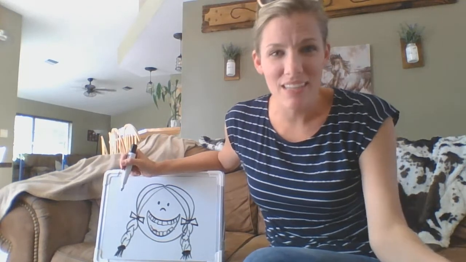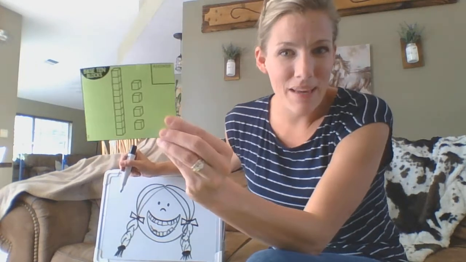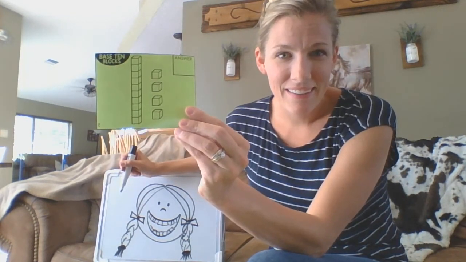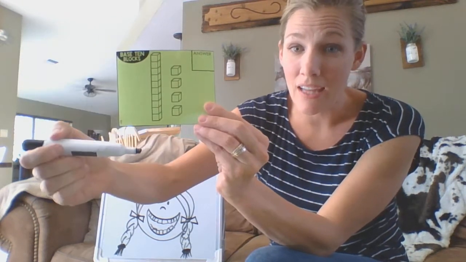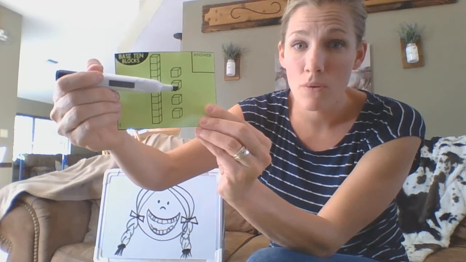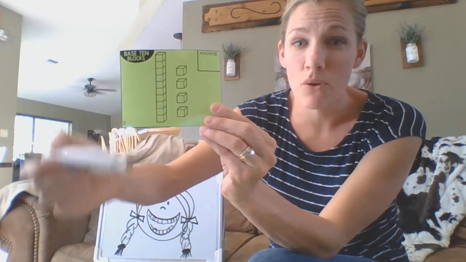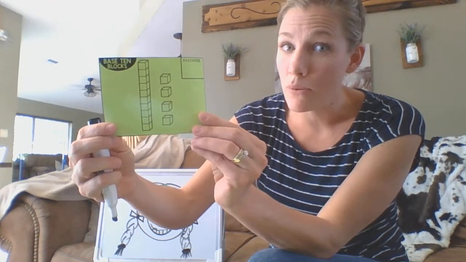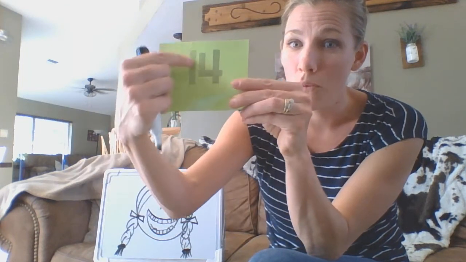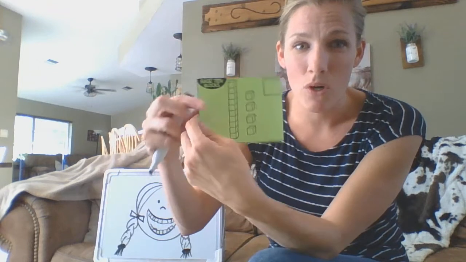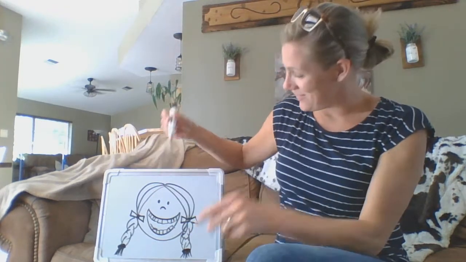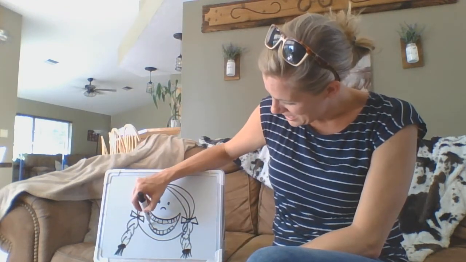Okay, we've got 2 more. I think I can squeeze 2 more teeth in there. Here we go. How many? All right, let's count to check. Here we go. 10, 11, 12, 13, 14. So I would write that as one group of 10 and 4 more, 14. You got it? Give yourself a tooth.